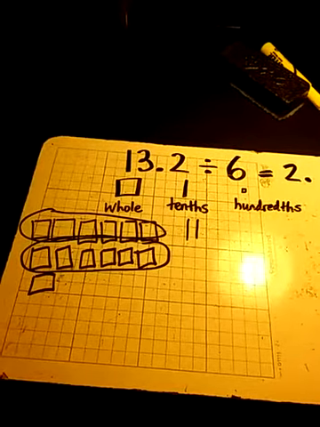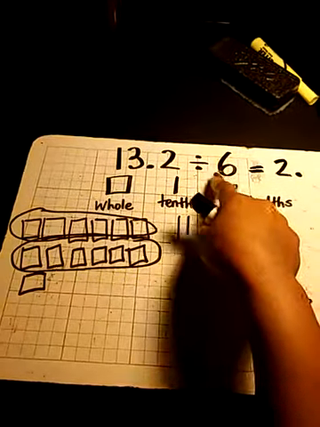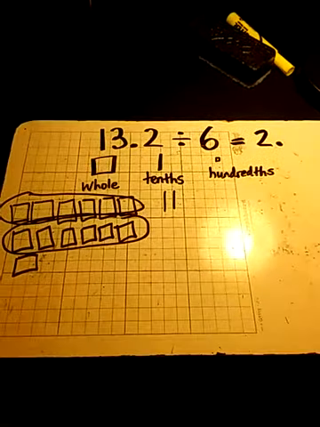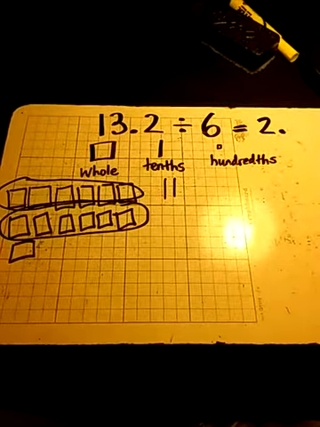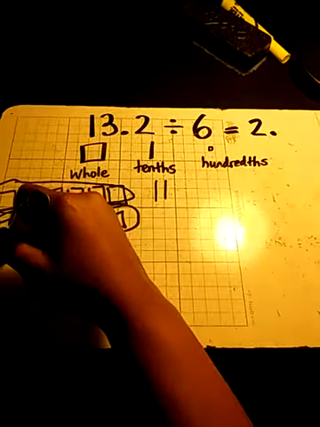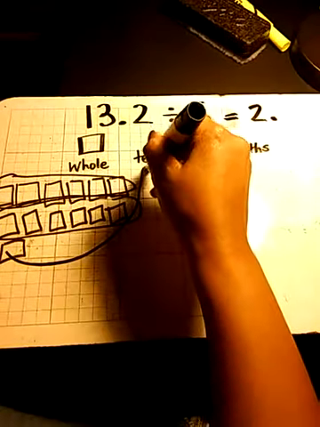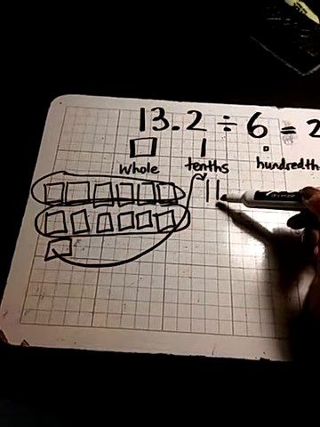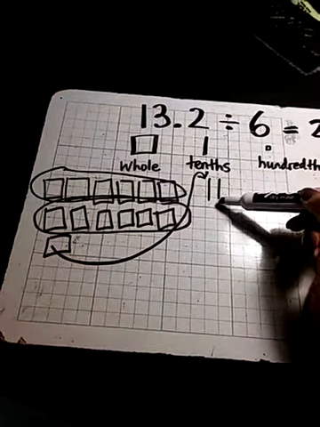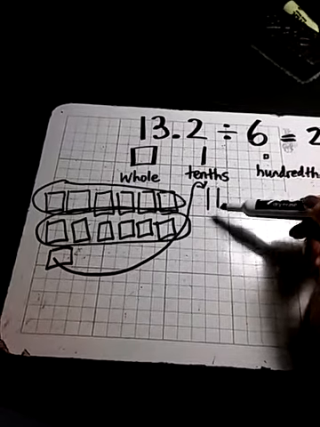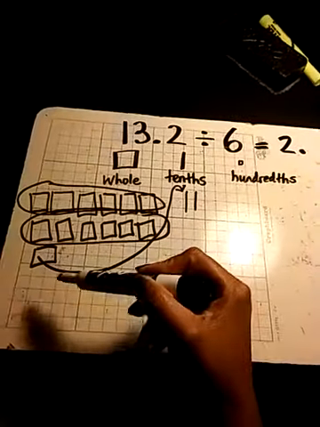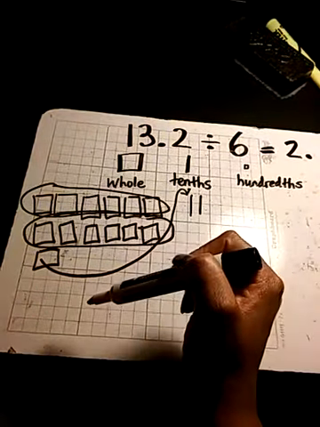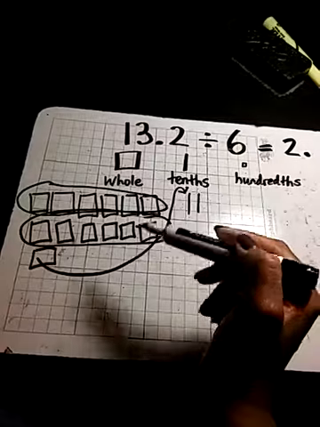Before I proceed, I ask myself, how many groups of 6 are in 1 whole? The answer is none. So I want to regroup this 1 whole with my tenths. Now remember, you cannot just bring a whole into the tenths. It must be an equivalent.